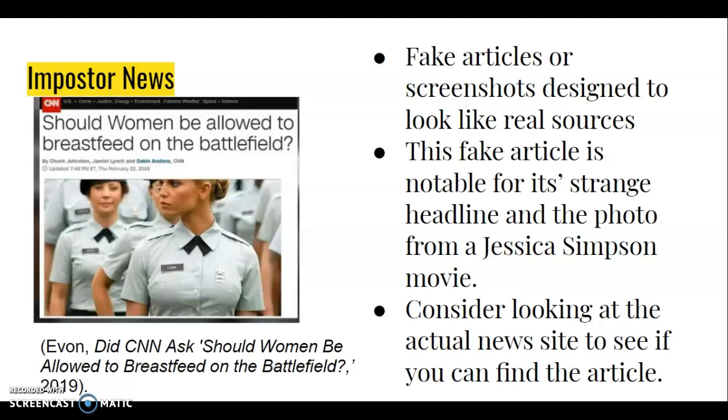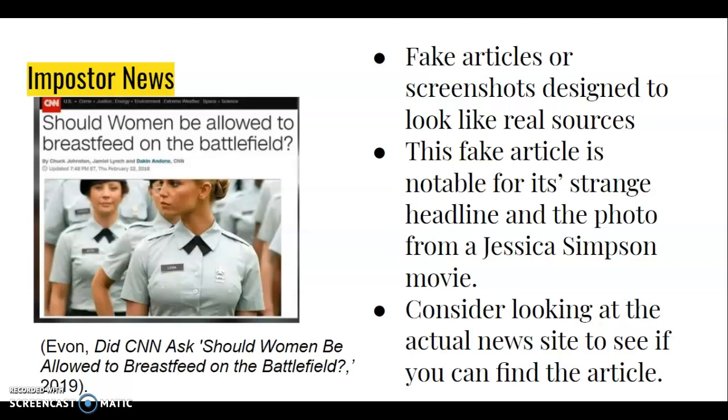That photo is from a Jessica Simpson movie. So that's not a picture of actual real female service members. And it's also notable for its kind of head-scratching headline. Should women be allowed to breastfeed on the battlefield? Well, a little bit of thinking, common sense. Well, that doesn't make any sense. Who would take a baby out onto a battlefield? Would the military? The military wouldn't allow that. That doesn't make any sense.